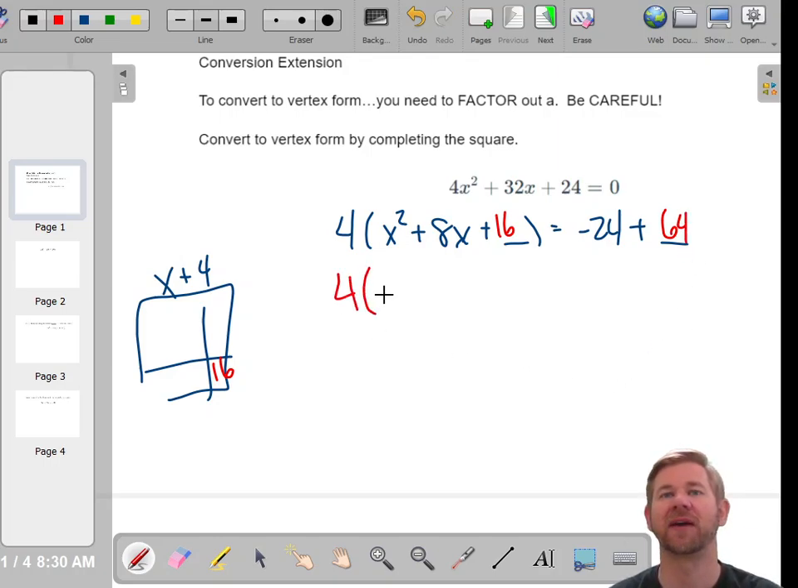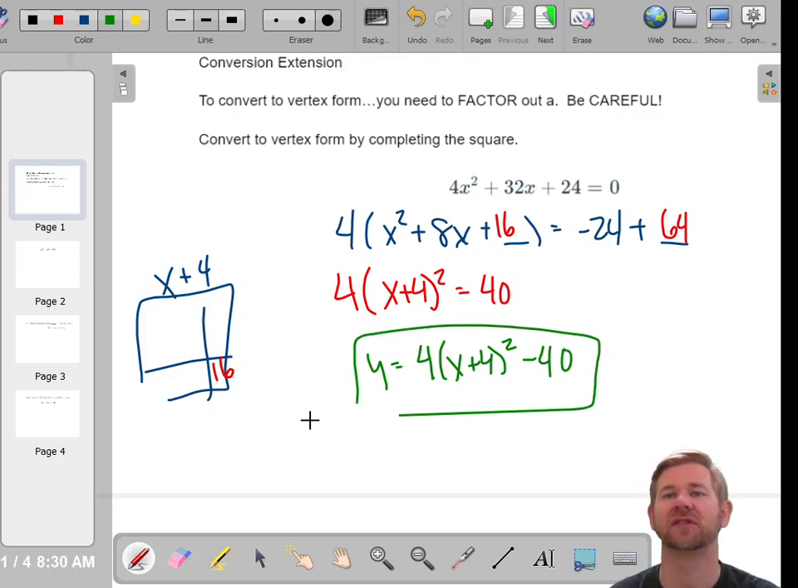So for this problem now, I can still factor, and I get x plus 4 squared, and 64 minus 24 is 40. There should be a y in here, but if we want to convert it to vertex form, then we'll say 4 times x plus 4 squared, subtract the 40 back, so everything's on one side. So let's look at this.